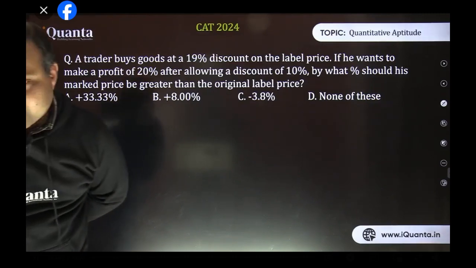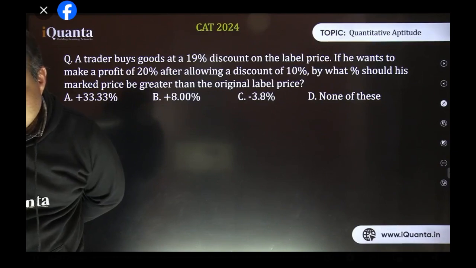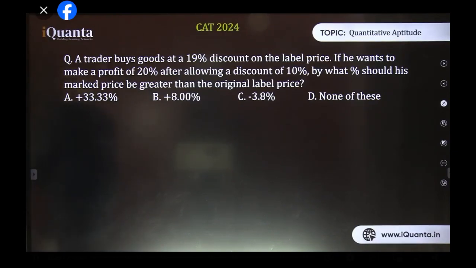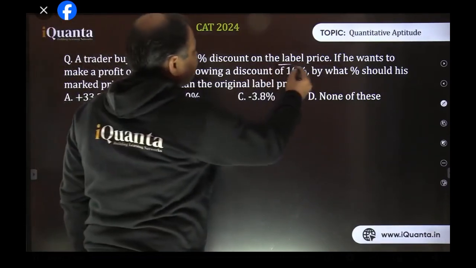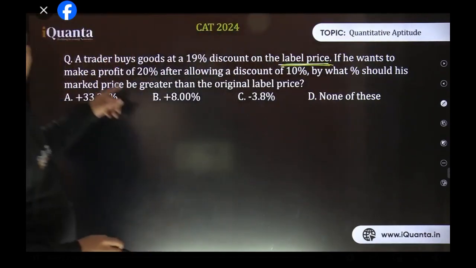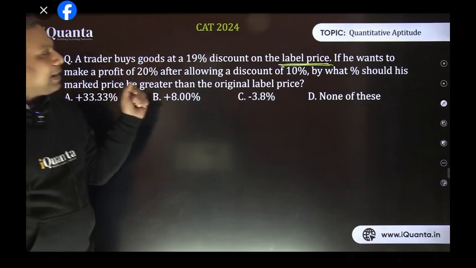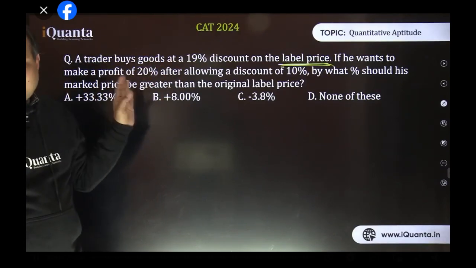Okay, let's check now. So it says a trader buys goods at a 19% discount on the label price. So there is a certain label price at which that trader gets a discount of 19%. So he is buying at a discount from the label price. The price at which the trader buys is the cost price of the trader, right?